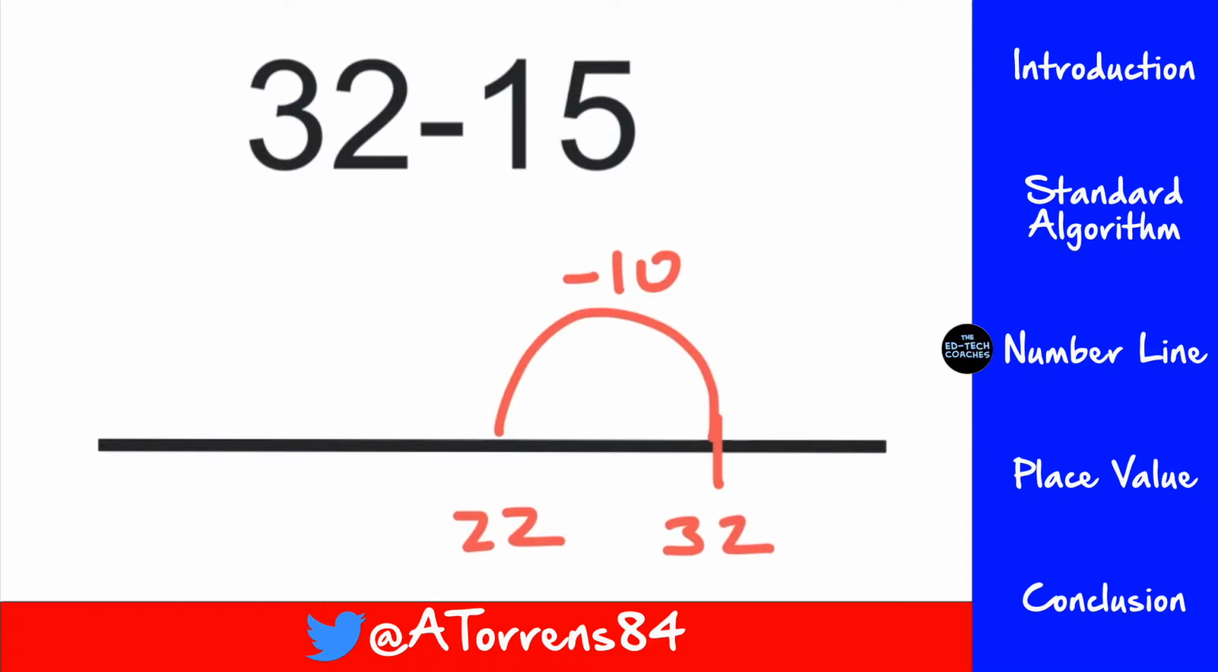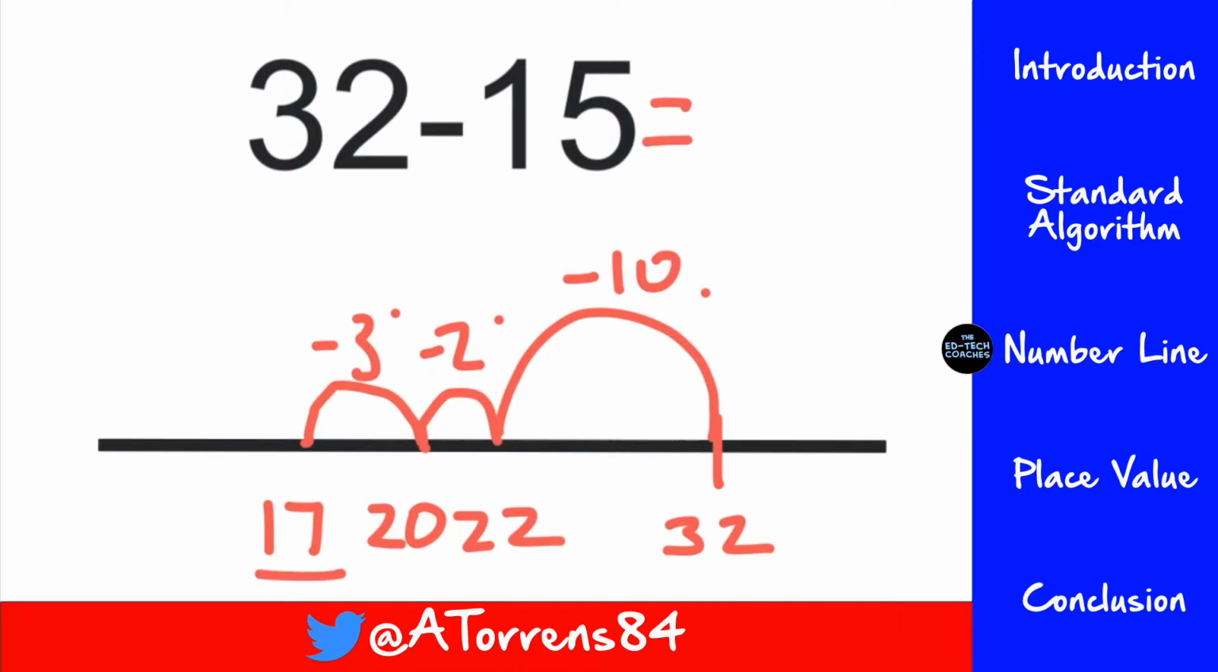Now I need to take away 5 1s. If I'm confident at math, I should be able to do 22 take away 5 in my head. But if I need that little bit of extra help, I'm going to break up 5. So I'm just going to do 22 take away 2 first, because that's quite easy. 22 take away 2 is 20. Now I can take away the 3, because taking away 10 and 2 and 3 is taking away 15. So 20 take away 3 is 17. So now I know that 32 take away 15 is 17.